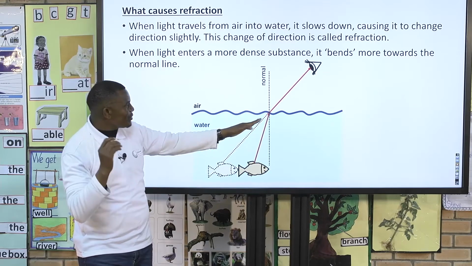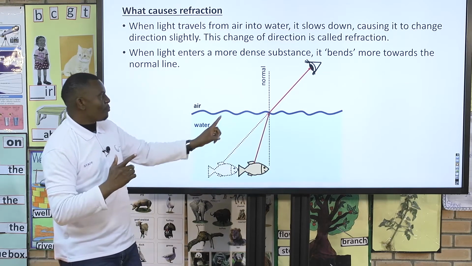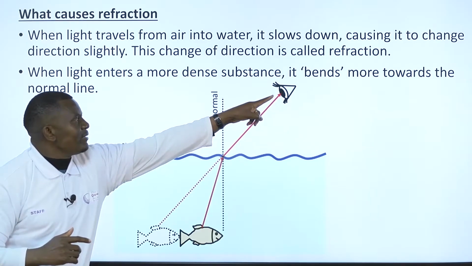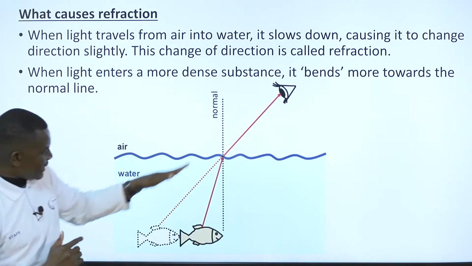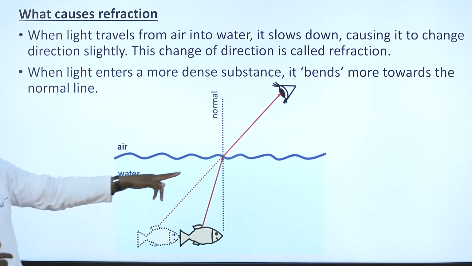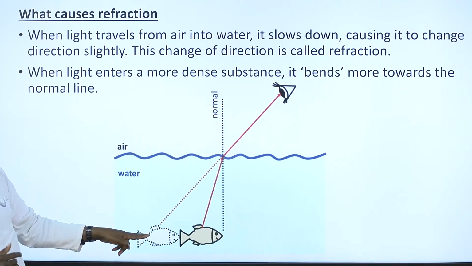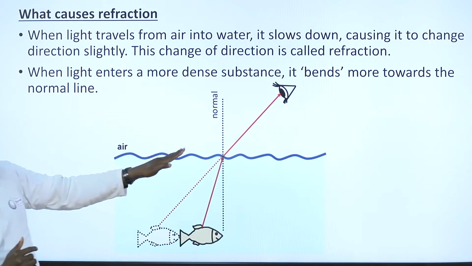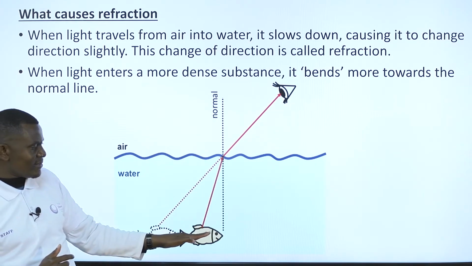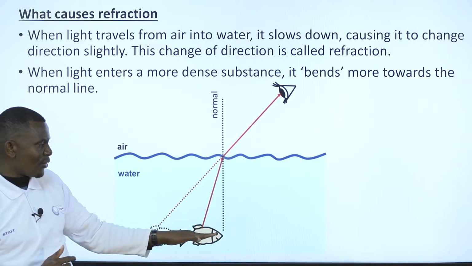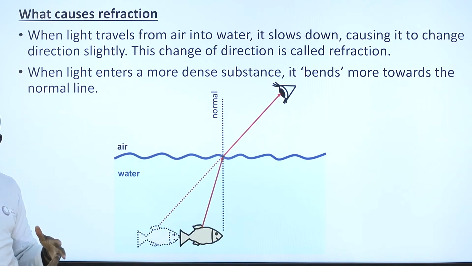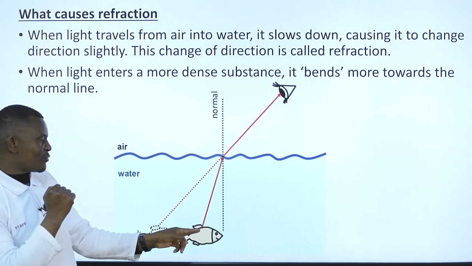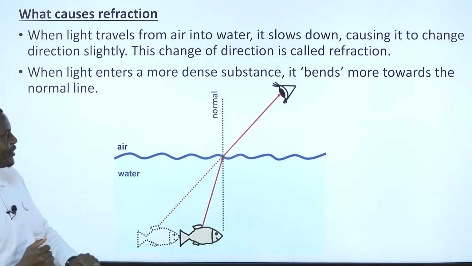They use a spear. So, as you can see, when you are looking at the fish underwater, it looks like the fish is here, but this is not the position of the fish. Actually, the position of the fish is close to normal. So it takes a skill for the fisherman to spear the fish.